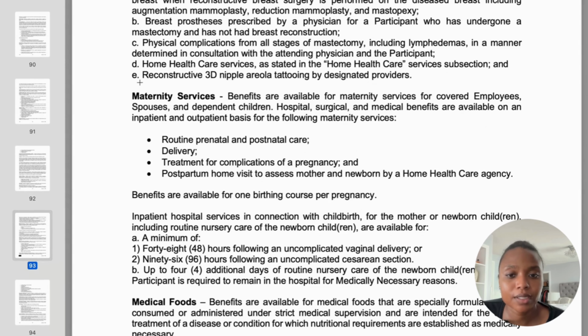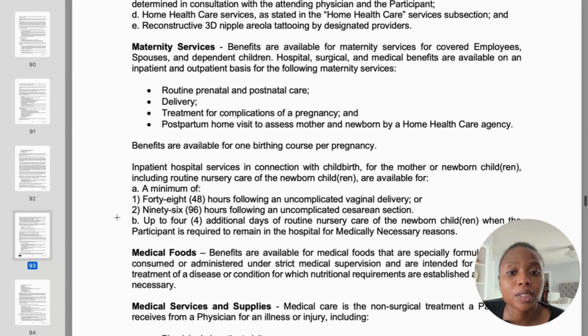So over here in maternity services, you'll see that it lists some of the services that we saw in the medical benefits section, but it includes additional detail here. So, for example, it says right here that benefits are available for one birthing course per pregnancy. And in the medical benefits section, it didn't say how many birthing courses were covered, just that there was an 80% amount that the plan would pay for if it was in network, and 60% amount the plan would pay for if it was out of network. But here you can see that it's covering one birthing course per pregnancy.